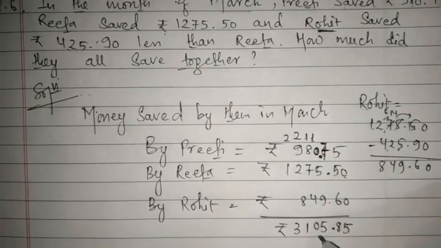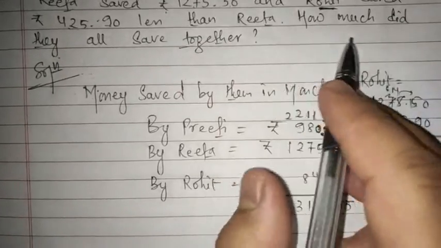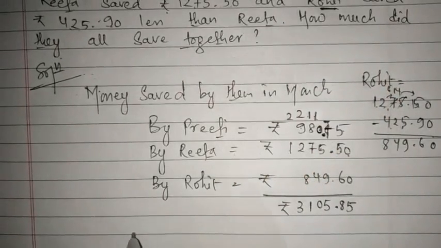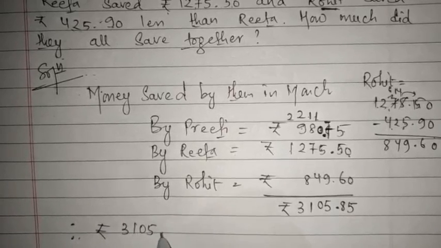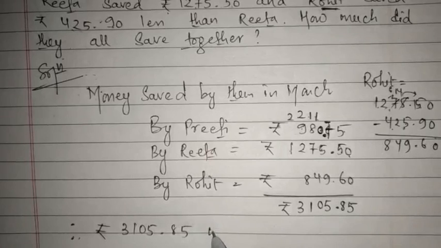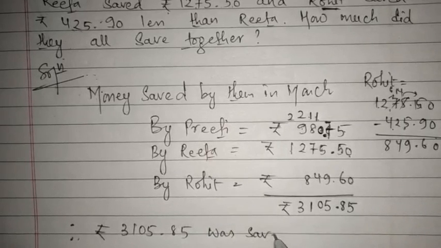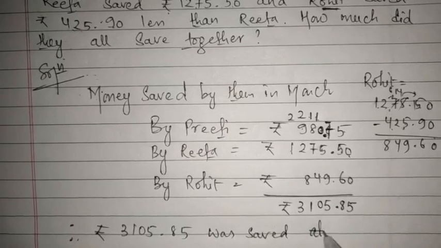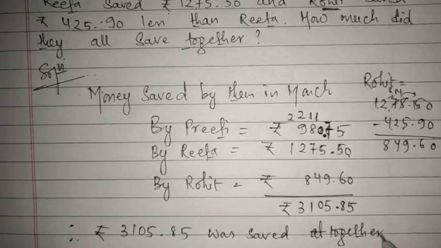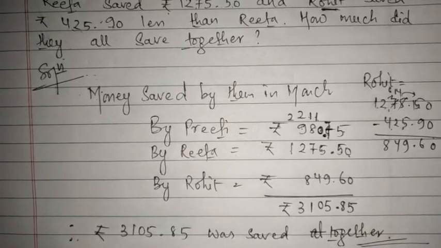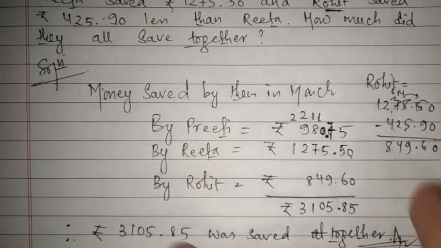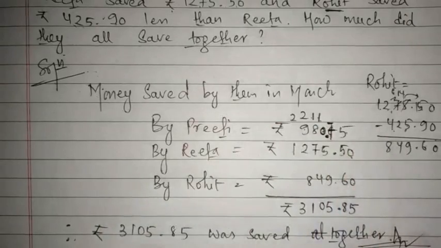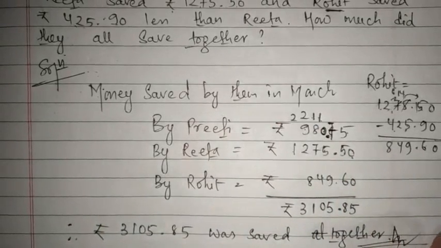So money saved by them. How much did they save altogether, right? Therefore, rupees 3105.85 was saved together. You may write together. That's all. Simple. So this way you are going to do it. It's easy, right? I've done it in a very simple manner. Just do it, practice a lot.